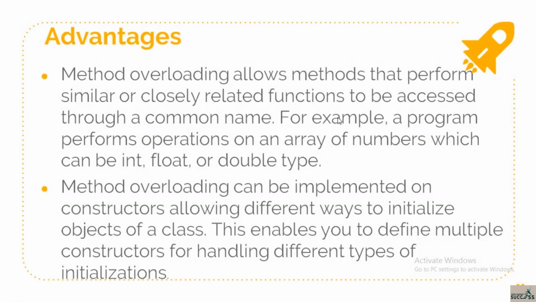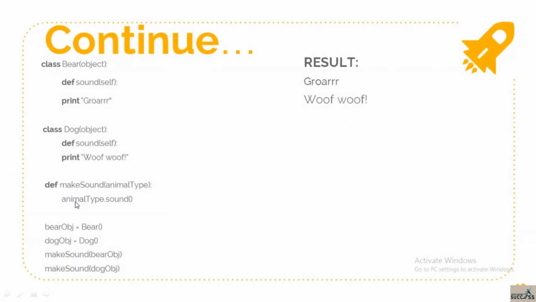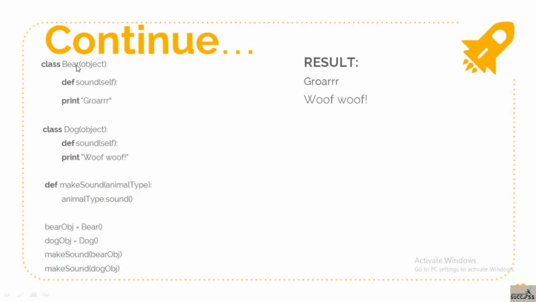So now coming to the advantages of polymorphism, the first advantage that we have is that method overloading allows methods that perform similar or closely related functions to be accessed through a common name. Now you can see that in here we are accessing both the sound methods with the same object. This is what it is telling, that method overloading allows methods that perform similar or closely related functions to be accessed through a common name. That is, we are accessing both of these functions with the common name, that is animal type.